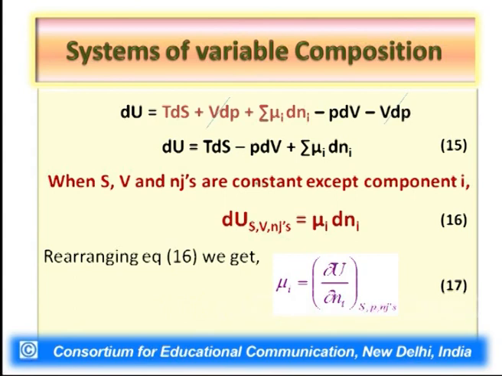What you get is mu_i equal to delta U by delta N_i under condition of constant S, V and N_j's, which means it is the increase in internal energy when an infinitesimal amount of component i, dN_i, is added to the system, which is so large that this addition has a negligible effect on the composition of the system, under condition of constant entropy, volume and number of moles of all other chemical constituents except component i.